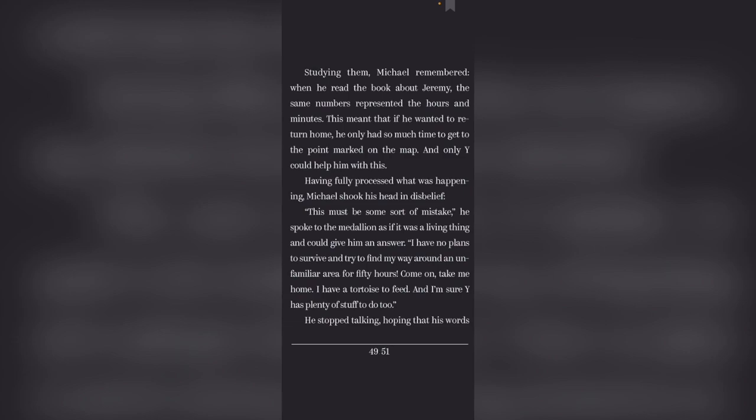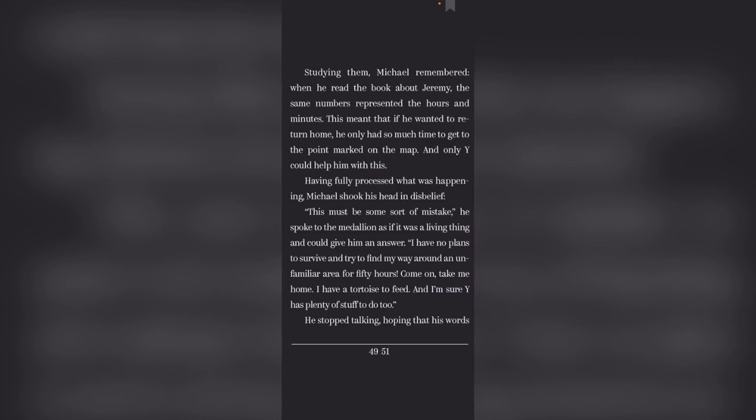4951. Studying them, Michael remembered when he read the book about Jeremy. The same numbers represented the hours and minutes. This meant that if he wanted to return home, he only had so much time to get to the point marked on the map, and only Y could help him with this. Having fully processed what was happening, Michael shook his head in disbelief.